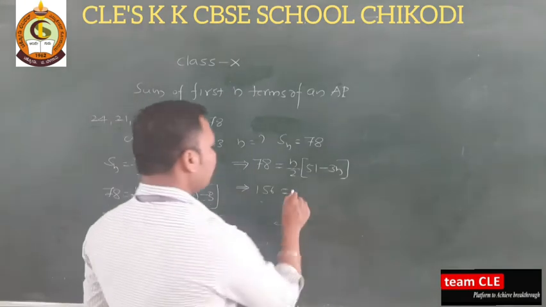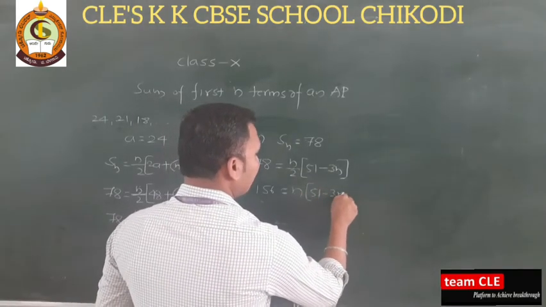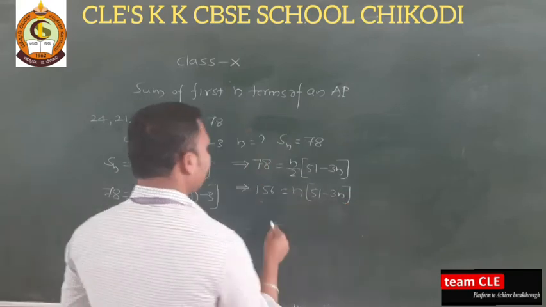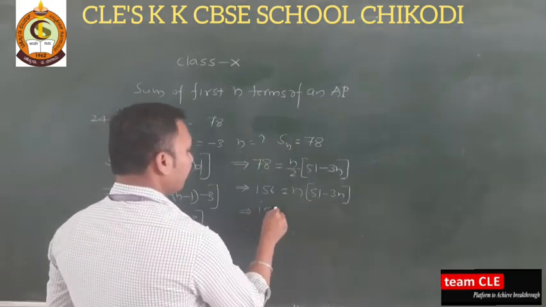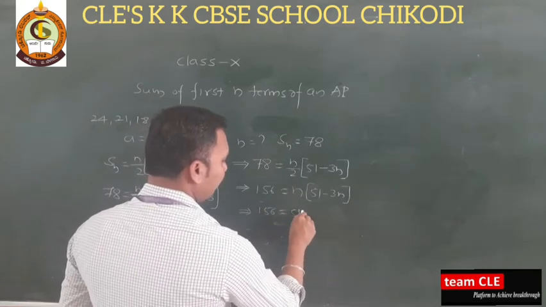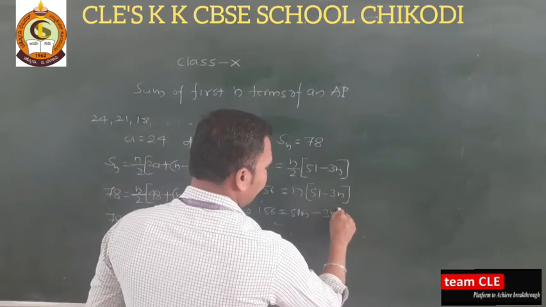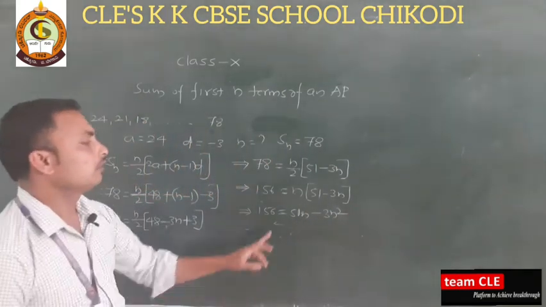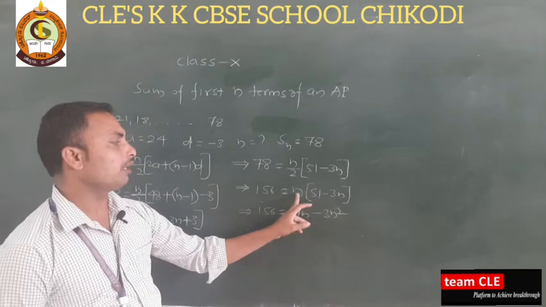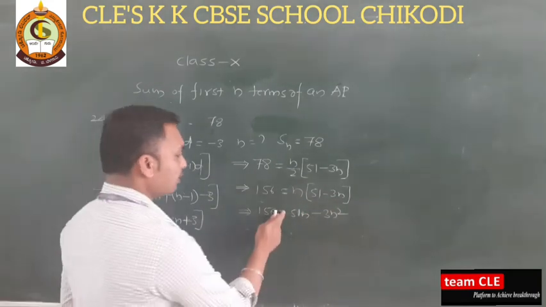Now we will get n into the bracket of 51 minus 3n, equal to 156. Now we can multiply: 51 into n, minus 3n square. n into 51 is 51n, and n into minus 3n gives minus 3n square.